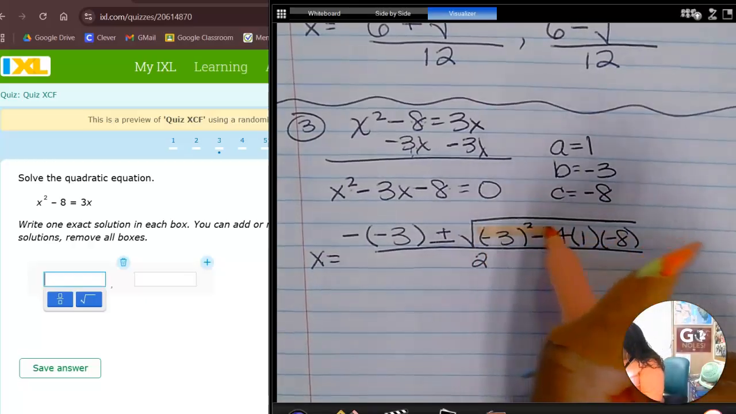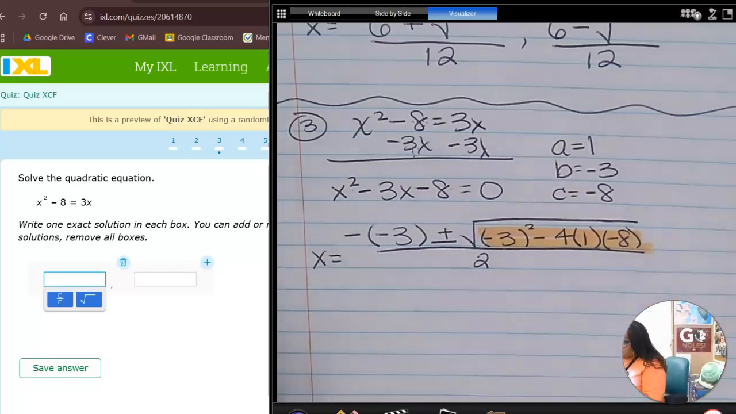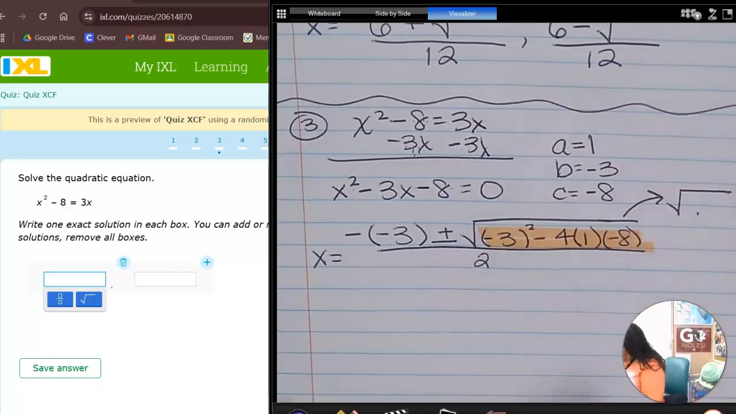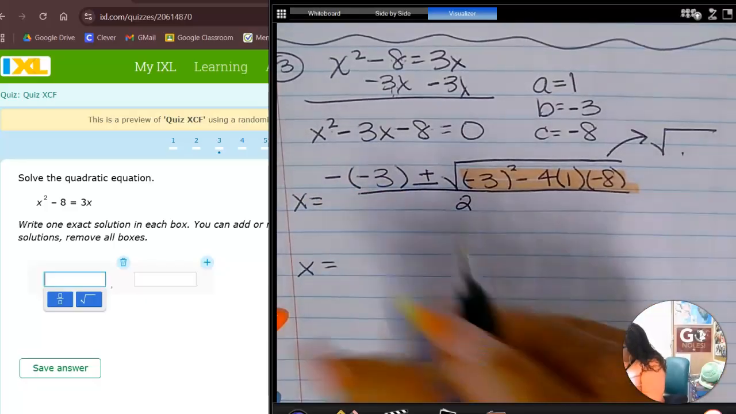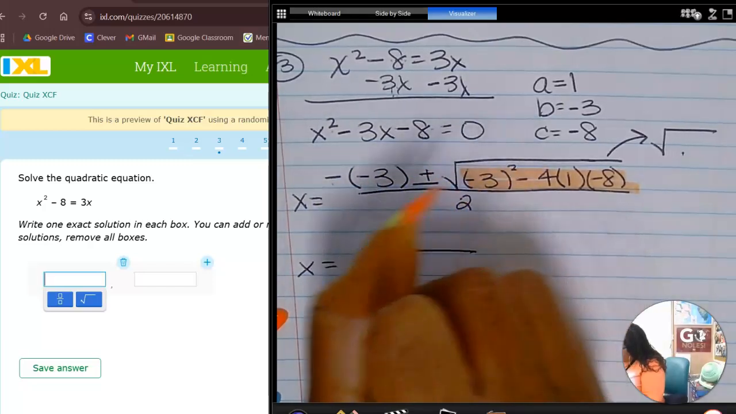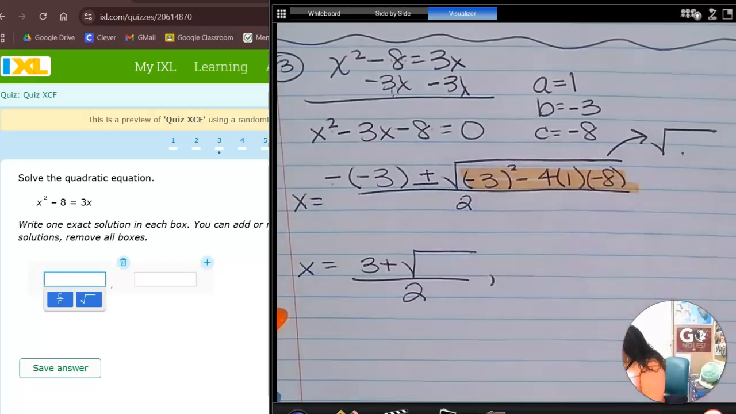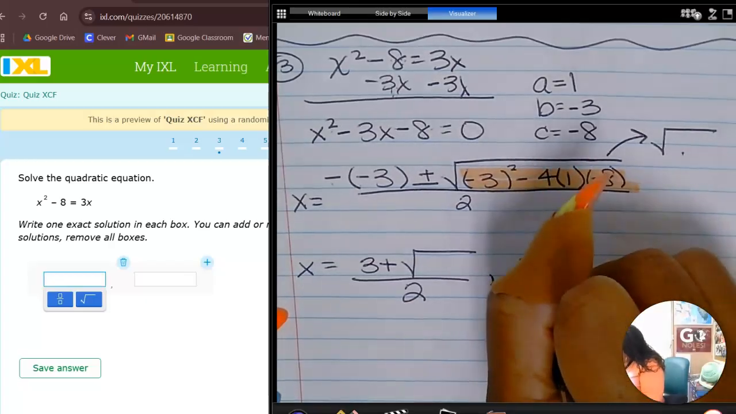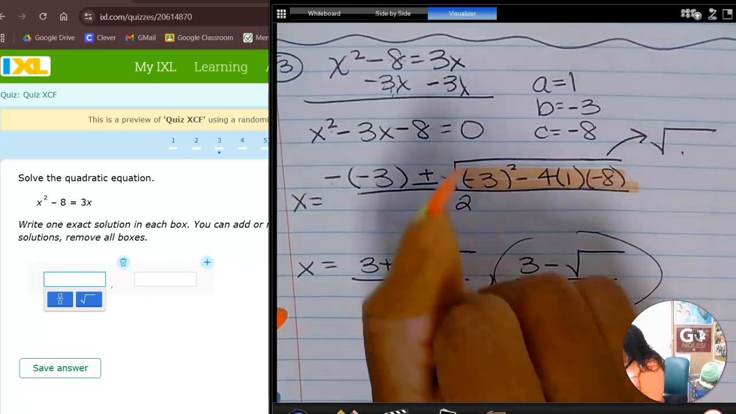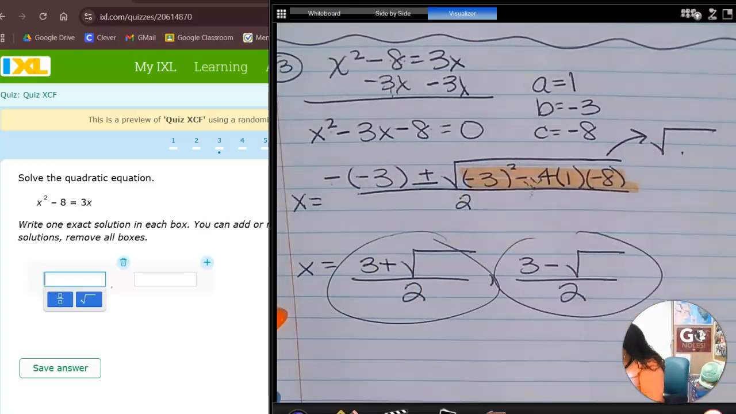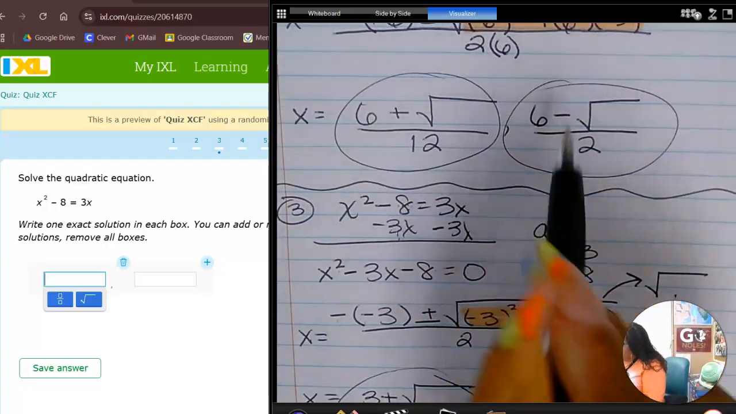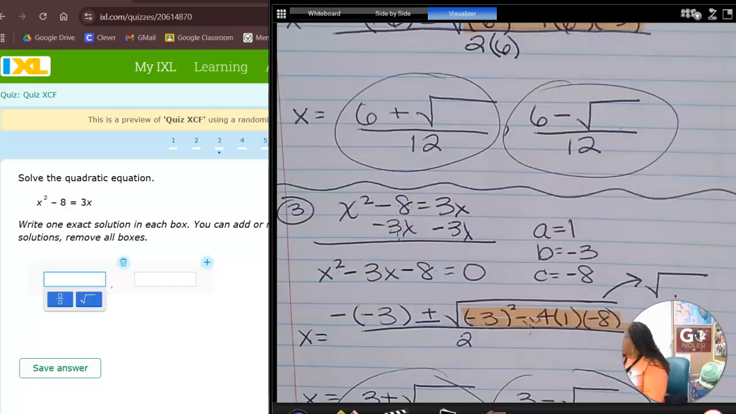Do not skip this. This needs to go where? Desmos. Square root of who? Then x equals, what's the opposite of a negative? 3 plus big square root of whatever over 2, comma, 3 minus big square root over 2. These will be your answers once you calculate this in Desmos. Same thing for number 2. Calculate this in Desmos and then place this number down here.